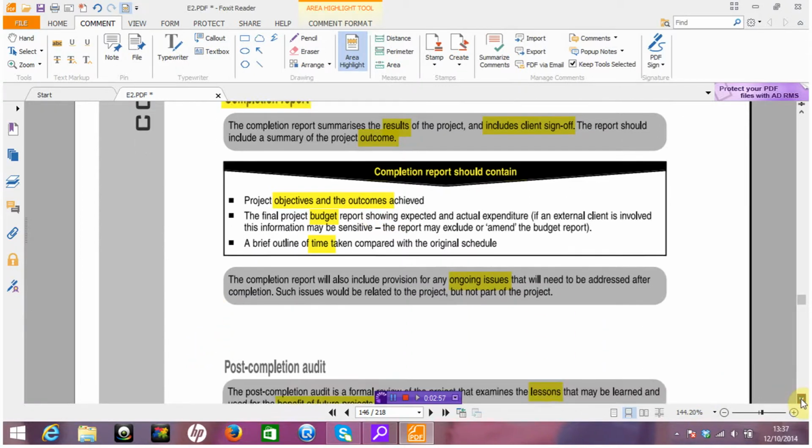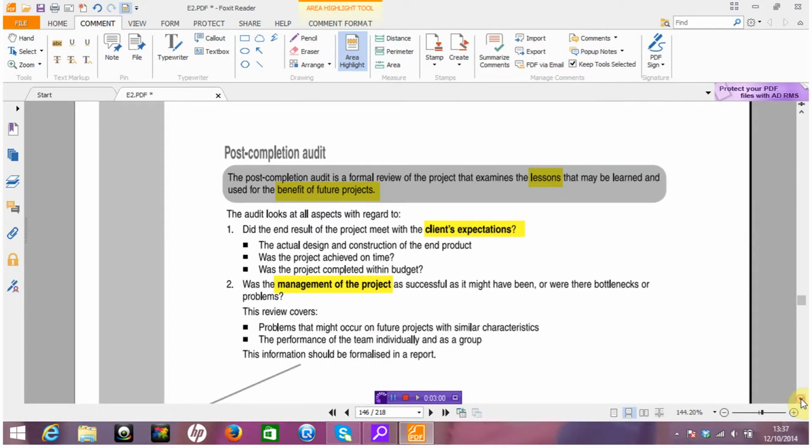Let me just move on to the other key area, this area of the audit, or the post-completion audit. Now, this is again a commonly examined topic, could tie in with the completion report, but not necessarily. What are we looking at here in terms of a post-completion audit for a given project? Well, really what we're looking at is lessons, and indeed lessons learned. And why do we want to learn lessons? Well, we want to use those lessons for the benefit of future projects.